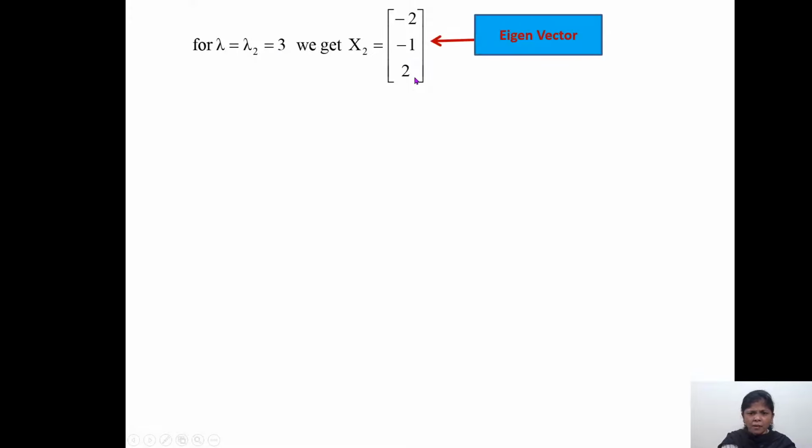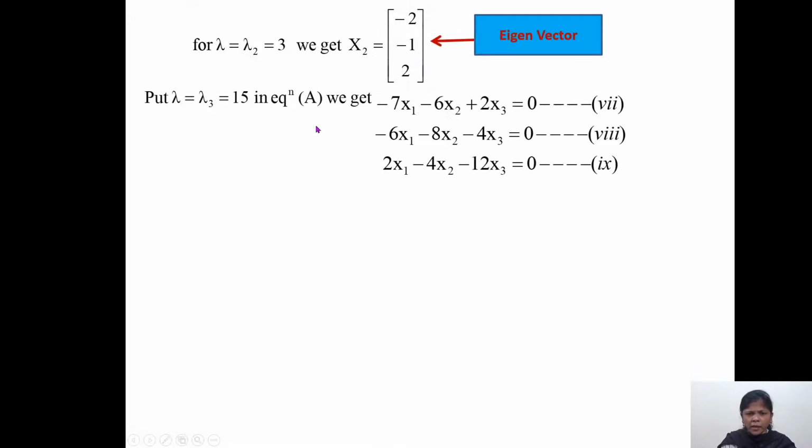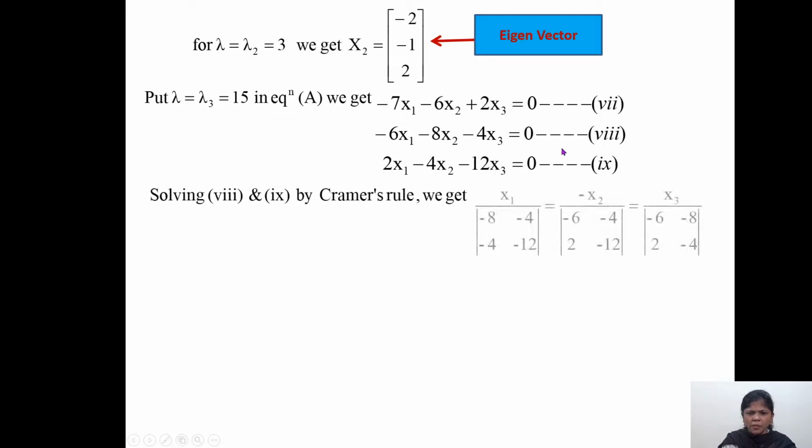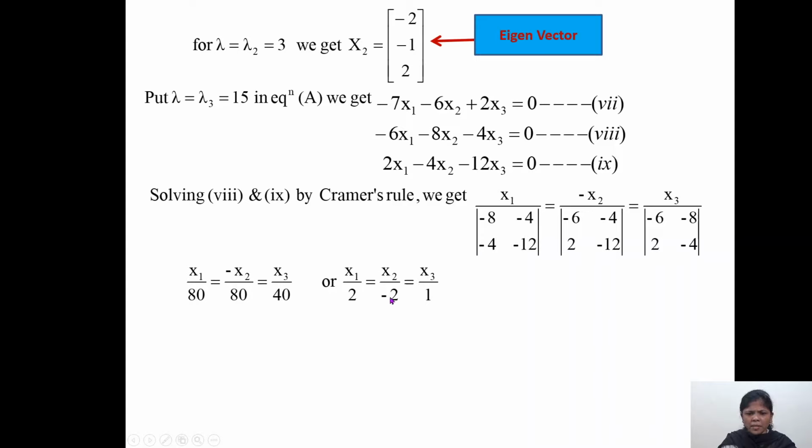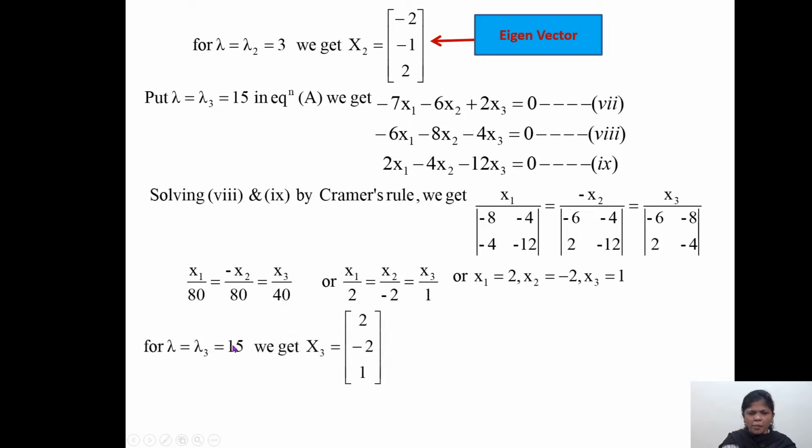In the same way, we obtain the third eigenvector for lambda equal to 15. You can solve the last two equations by Cramer's rule. Simplifying, 40 is a common factor, so cancel it out. You will get the values of x1, x2, x3 in this way. So for lambda equal to 15, the third eigenvector, which I am denoting by X3, is (2, minus 2, 1). In this way we are done with all three eigenvectors.